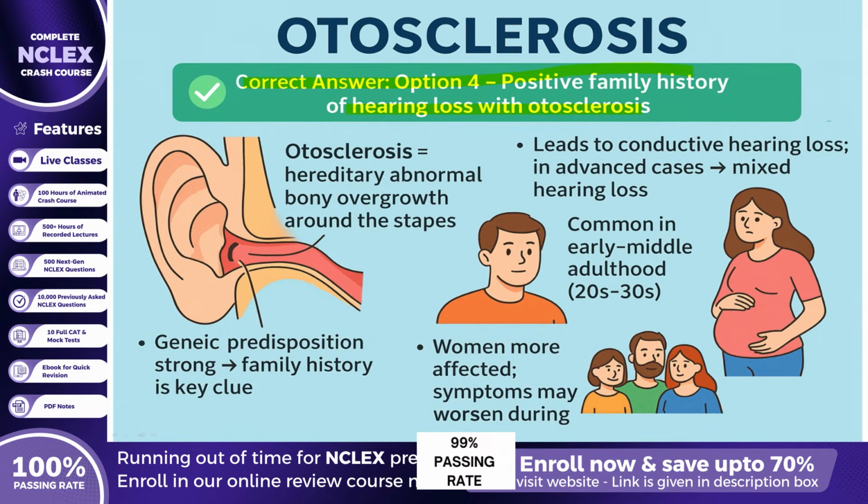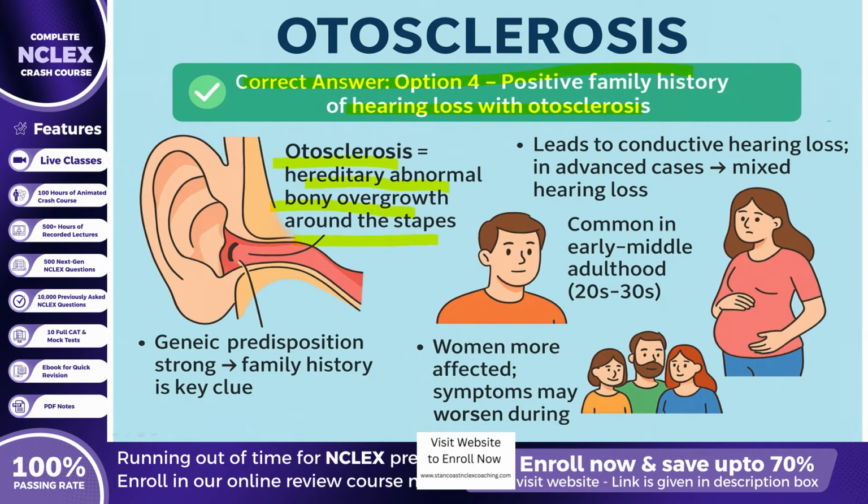Let us carefully walk through the reasoning behind this choice. Otosclerosis is a hereditary condition characterized by abnormal bony overgrowth around the stapes bone in the middle ear. This fixation prevents proper transmission of sound vibrations, leading to conductive hearing loss and, in advanced cases, even a mixed conductive sensorineural loss. The condition most commonly manifests in early to middle adulthood, often in the 20s or 30s, and has a strong genetic predisposition.